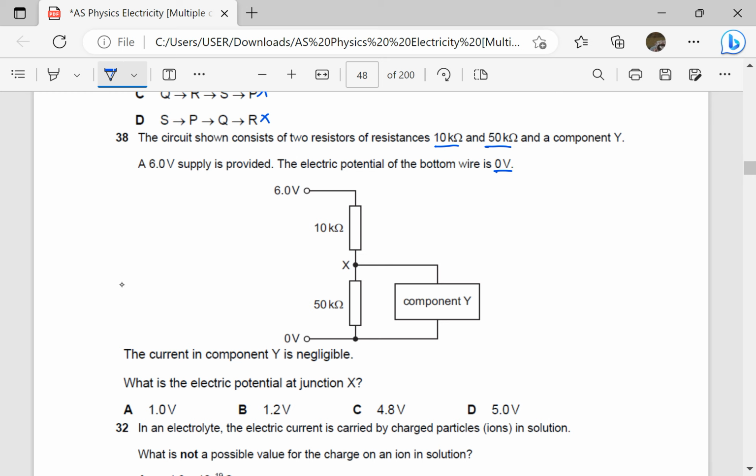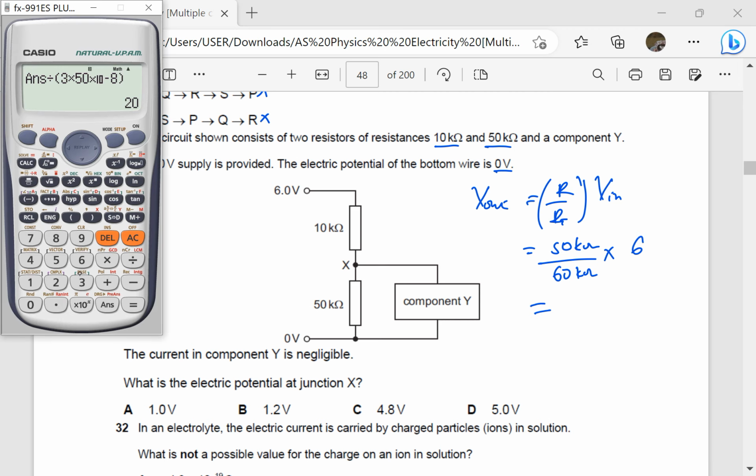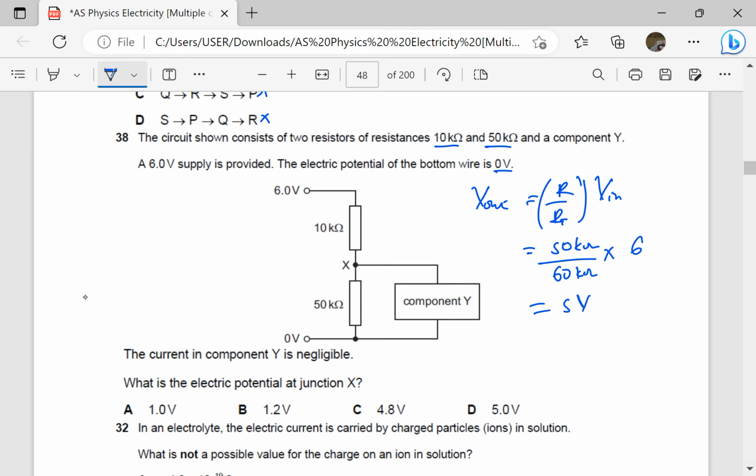That is very simple. We shall use potential dividers. V out is equal to R over R total times V in. So the PD across X and the 0 volt is going to be the resistance, which is 50. Total resistance there is 50 plus 10, which is 60. The kilo ohms, of course, cancel out. Then times V in, which is 6 volts, and that is 50 divided by 60 times 6, which is 5. So this is 5 volts. The answer is D.